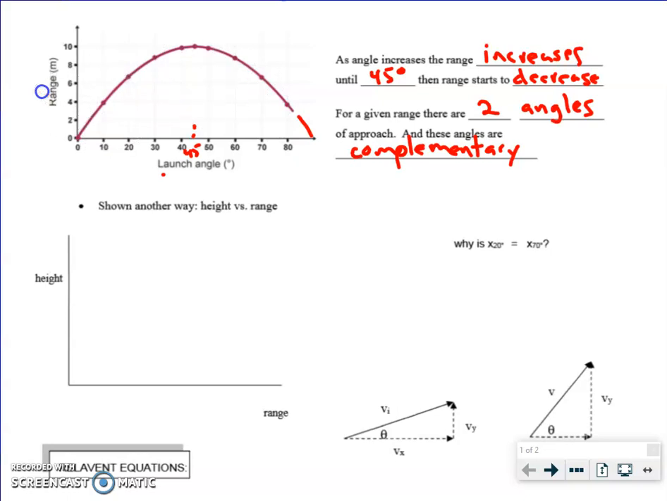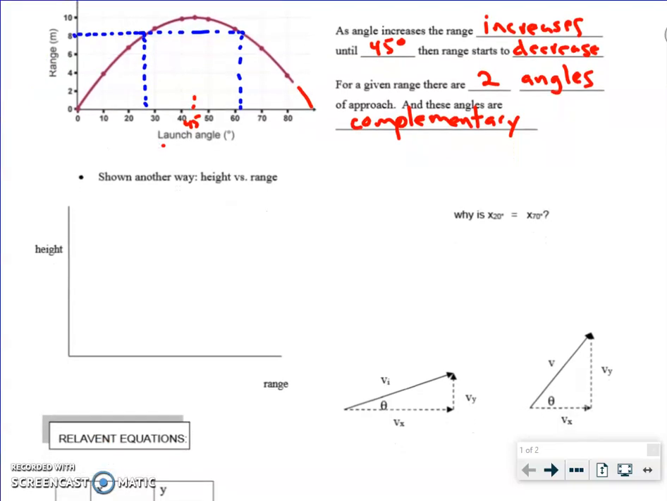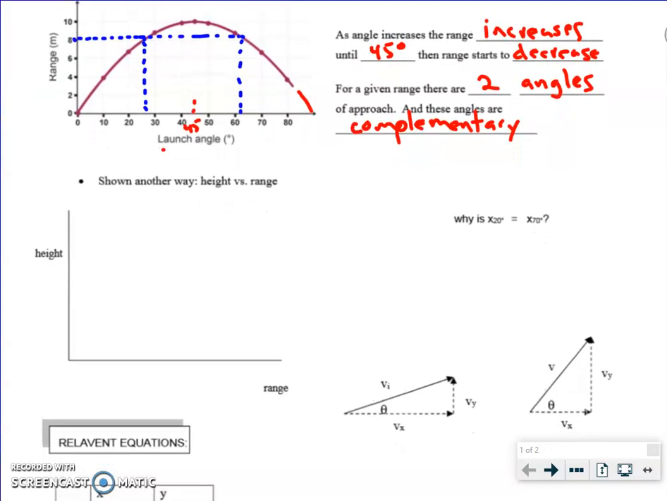If, on the other hand, I'm launching at the same speed, but I want to go 8 meters, then that's roughly 27, 28 degrees, or I could do it at 62, 63 degrees, which give us the same range, so they're complementary. So that leads to an interesting way I can look at another graph, where I can look at how high something goes versus how far it goes for a given launch velocity.